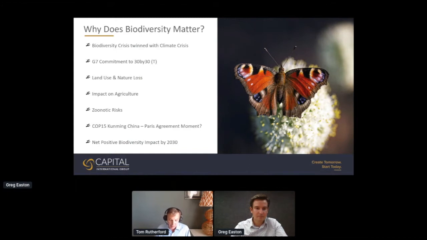Why does biodiversity matter? Well, of course, we're beginning to realize that biodiversity is the other side of a coin, absolutely entwined with the climate change crisis and emergency. So it matters very much. And so many of the issues that are raised through biodiversity, which you've listed out on this page, are absolutely affected by climate change and indeed causal in nature.